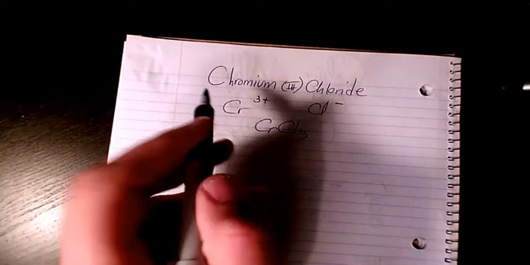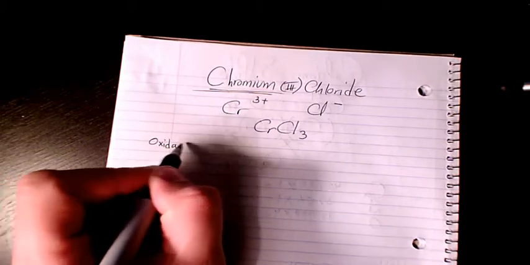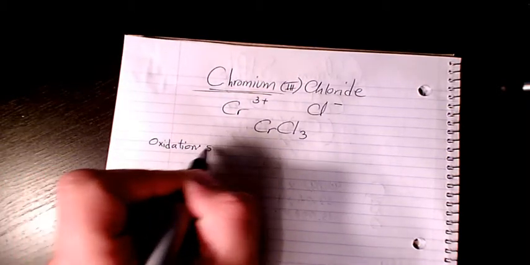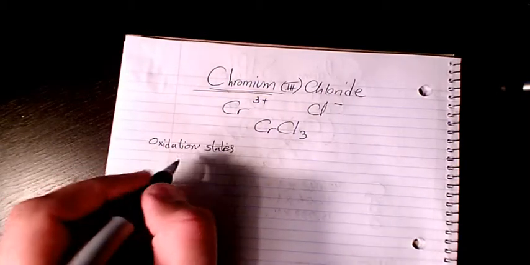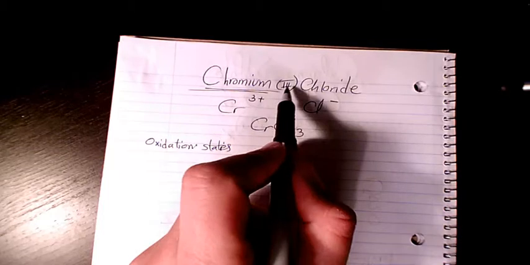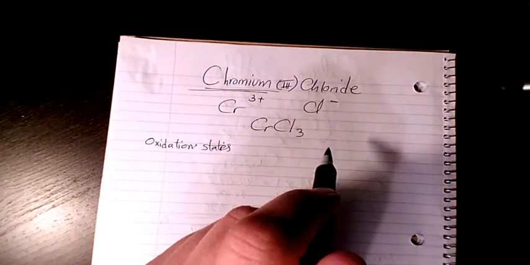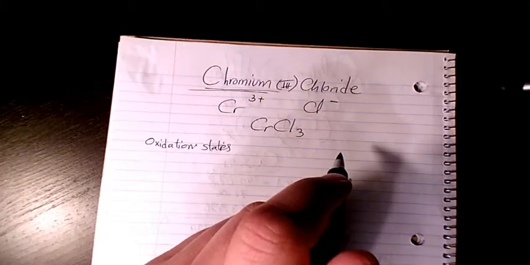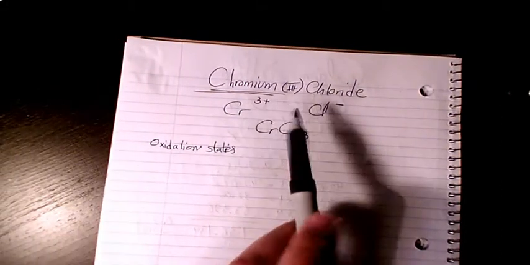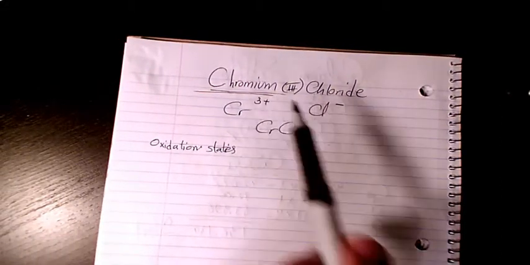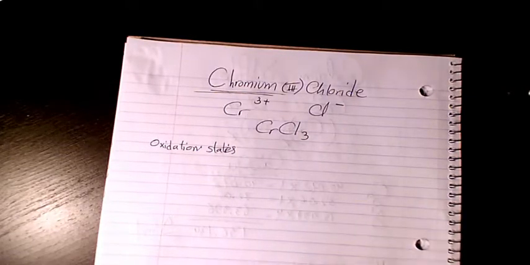Chromium has different oxidation states, sometimes called charges. So that's why we need to always show the number in front of the chromium. It can be, for example, 3 or 6, something like that. And based on that, we can give the charge of the chromium. So now we have chromium 3 chloride, which is going to be CrCl3.